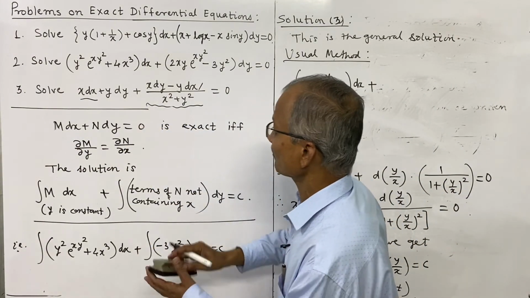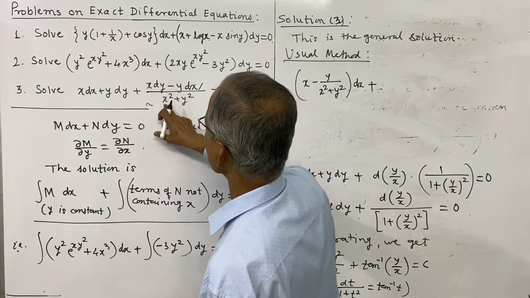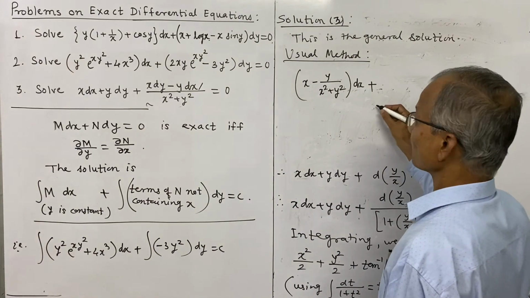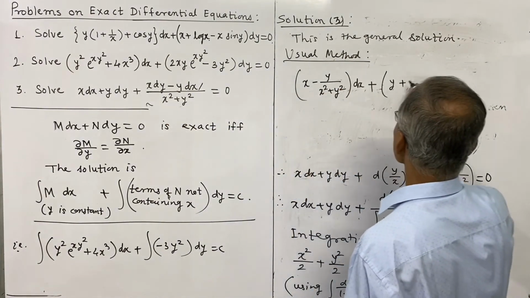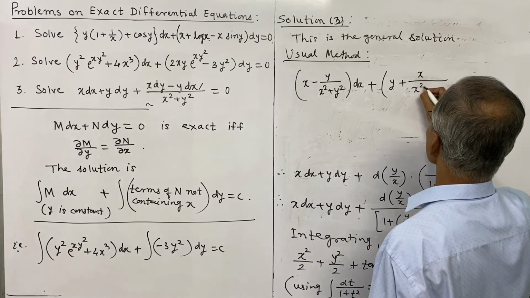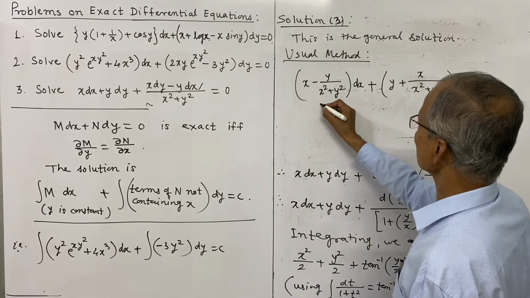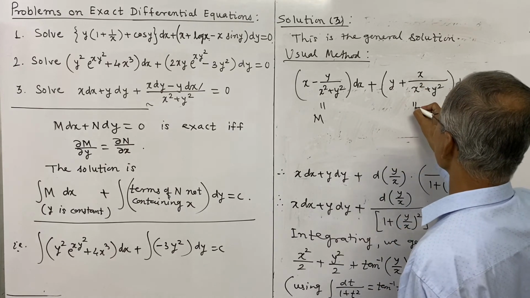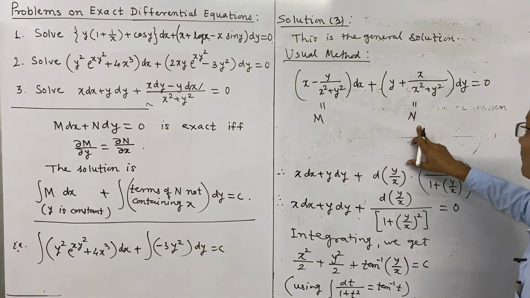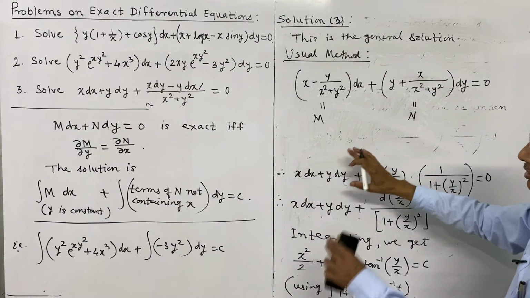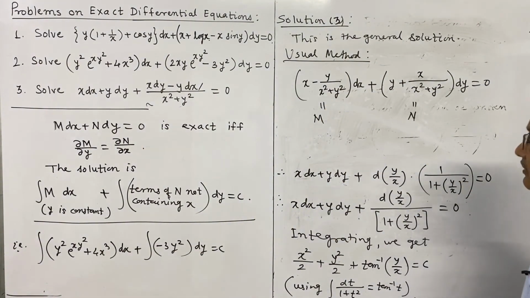Then collect the terms of dy. Here is the term of dy, and here is the term of dy, that is y plus x divided by x square plus y square into dy is equal to 0. And you see, this is the value of m and this is the value of n. Differentiate m partially with respect to y and n with respect to x. Show these are equal and then use the working rule to find the solution.